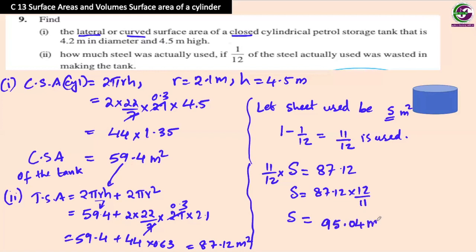95.04 meter square. So if we want to make a tank of this size and shape, we have to use 95.04 so that we will only use 87.12 on the tank and the rest will be wasted. Is the total sheet needed or required.